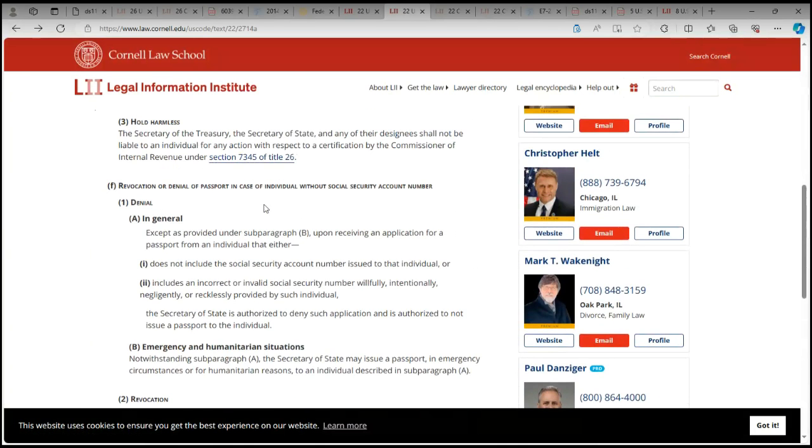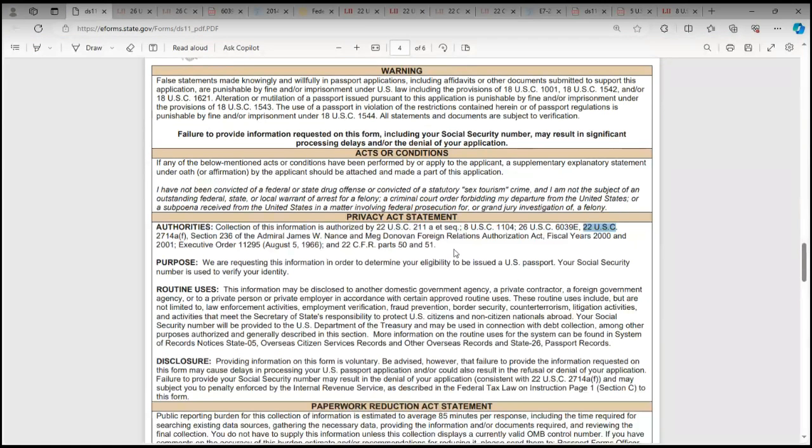But nonetheless, the core stuff here is what? Part F. They could deny you if you don't put it on there, right? To that individual, if you were issued to that individual, or you gave an incorrect or invalid. So now the question here is, are you one of those individuals who are required to get one? All right? Are you required to submit a number? Right? So the next one is going to be 26 USC 6039E.